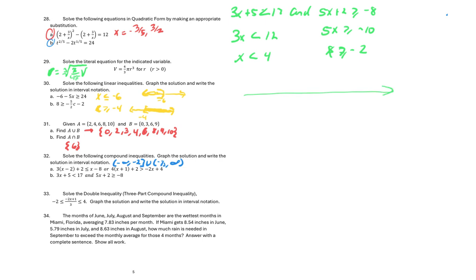So on the number line, we have 4 here and our negative 2. We need to be greater than or equal to negative 2 and less than 4. So that's our solution space. And then in interval notation, that would be from negative 2 to positive 4.